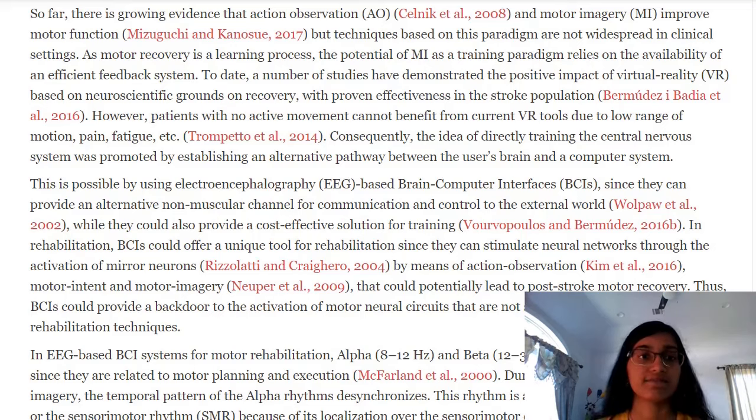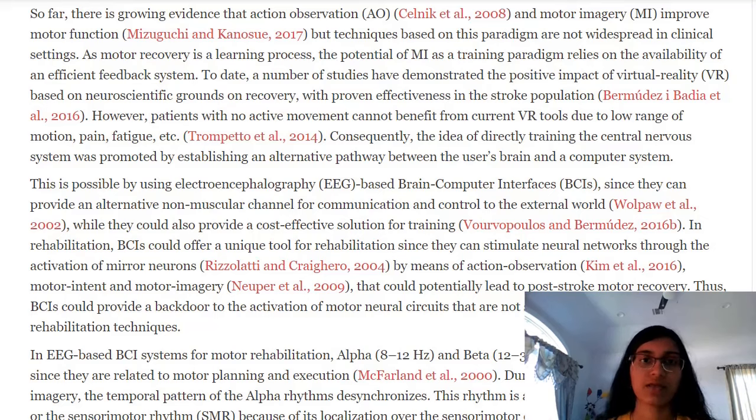Then they go on to say, as motor recovery is a learning process, the potential of motor imagery as a training paradigm relies on the availability of an efficient feedback system. To date, a number of studies have demonstrated the positive impact of virtual reality based on neuroscientific grounds on recovery, with proven effectiveness in the stroke population. So they do establish here that current VR tools, as they are, can help with recovery in the brain.